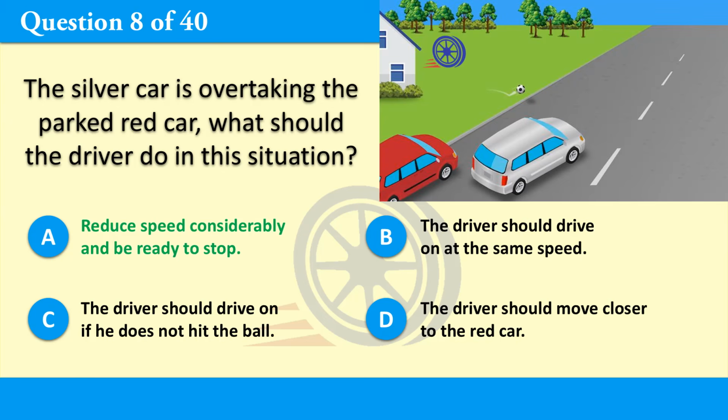Correct answer, A. Reduce speed considerably and be ready to stop. Explanation: you should read the road and be extra careful while driving through an area where children might be playing. When a ball bounces out on the road, you should expect that a child might follow to retrieve the ball.